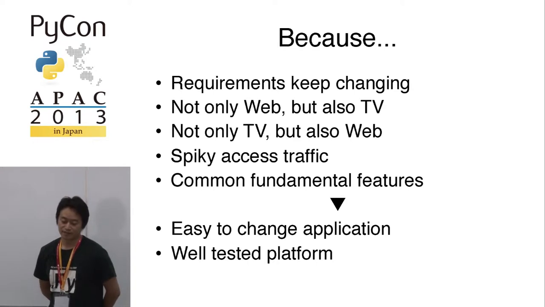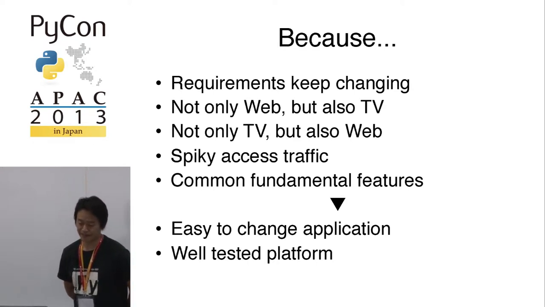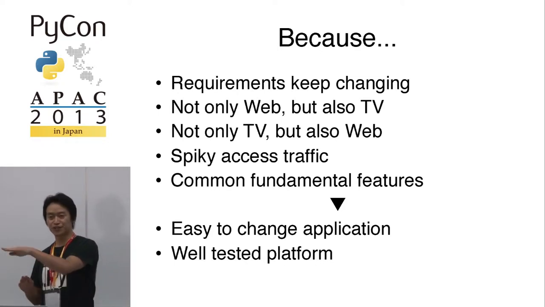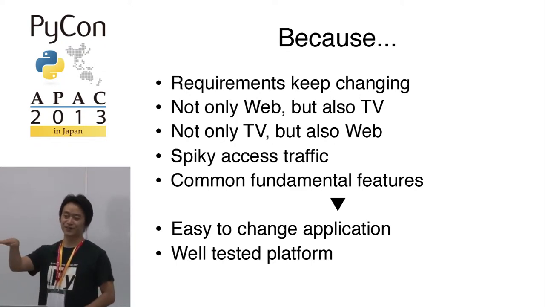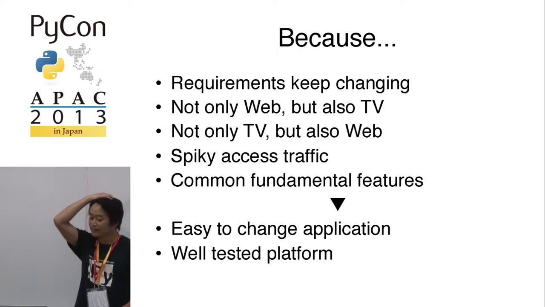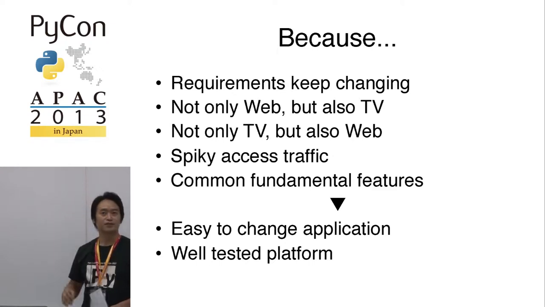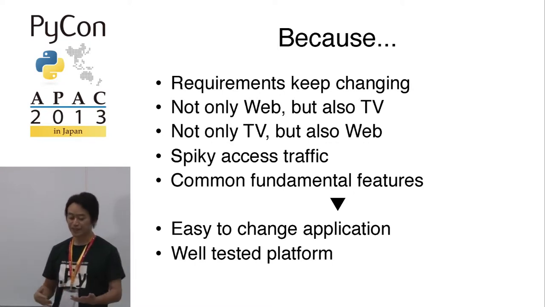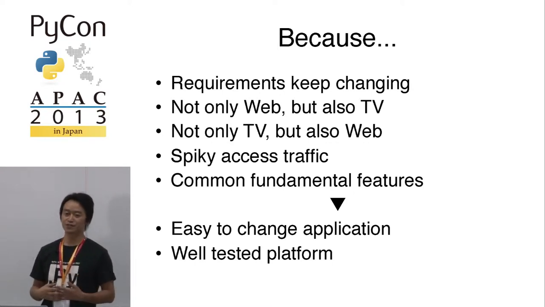The next problem is that this is a live TV show. We often experience access spikes. We have no traffic before the TV show, and once the TV show starts, it goes up to about several thousand requests per second within a minute, and then goes down. So we need to be ready to accept those traffic spikes.